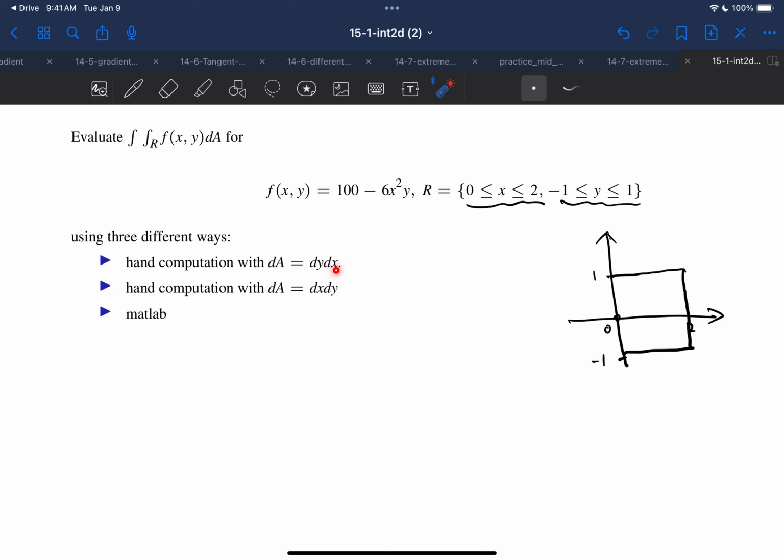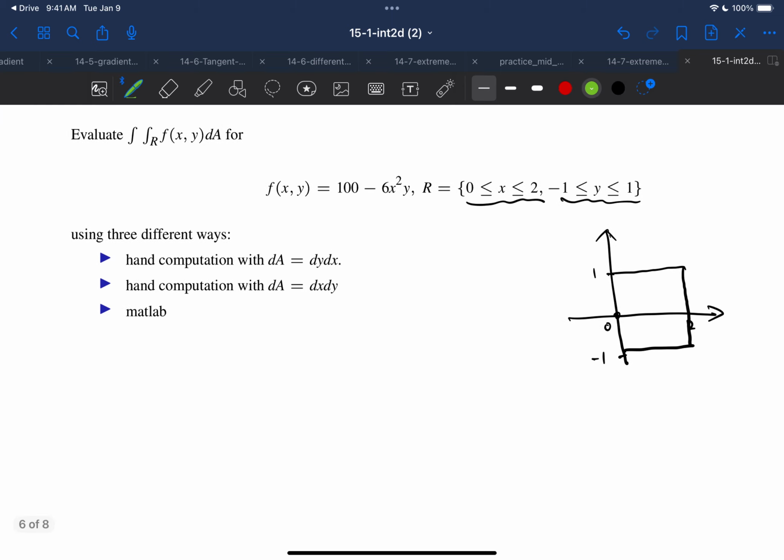Now we first look at dy dx, so running in the y direction, and then we shift gradually in the x direction. So for example, we can collect along this line, and then this line, this line, this line, all the way to the end.